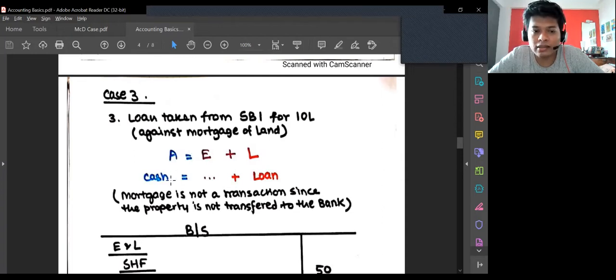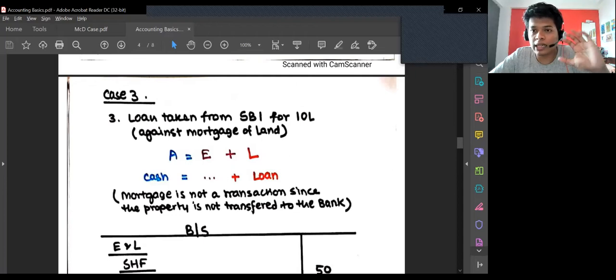Now you have to think what's happening. So in cash, I'm getting cash, and my liability is increasing, so loan over here. Now mortgage is not a transaction, because when you mortgage a property, you're just giving the property documents to the bank so that in case I don't pay the loan, you can sell my land or take over my land, whatever happens.